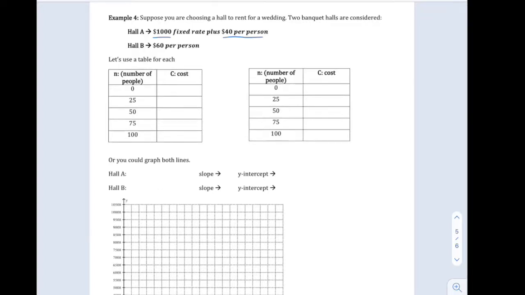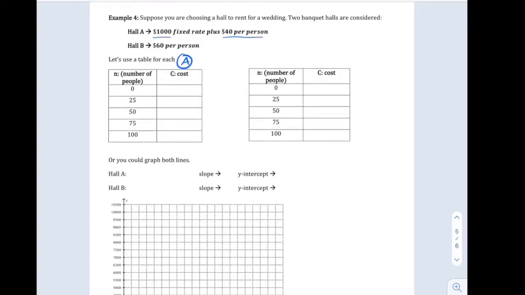So one way that we can do this when we have large numbers like this is to make a table of values if we like, or we can make an equation. So I'm going to show you how to do both. So let's suppose we need to use a table of values. So the one that's on the left, we're going to have 2 unknowns. The unknowns are the number of people that are going to the party, and C is the cost of the party. So for Hall A, this one over here will be Hall A.